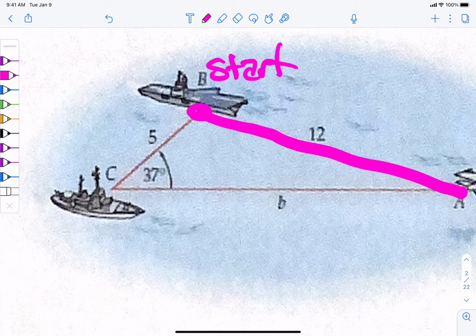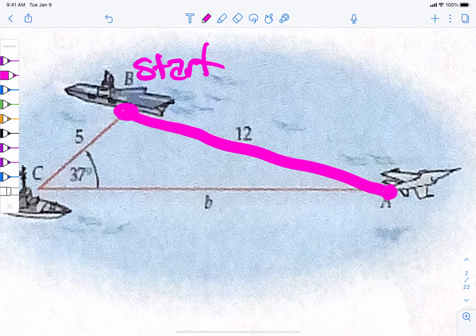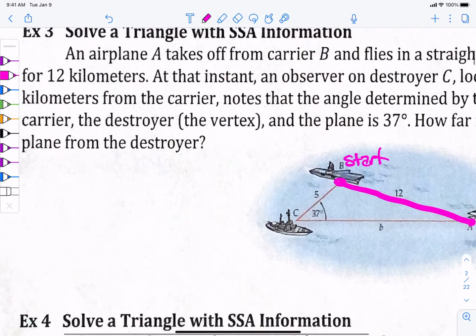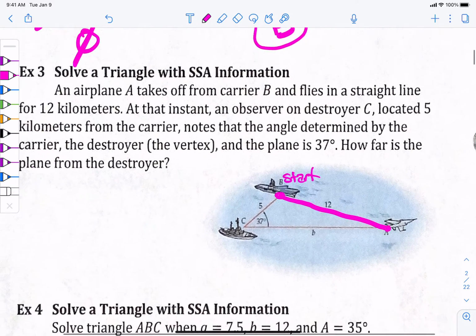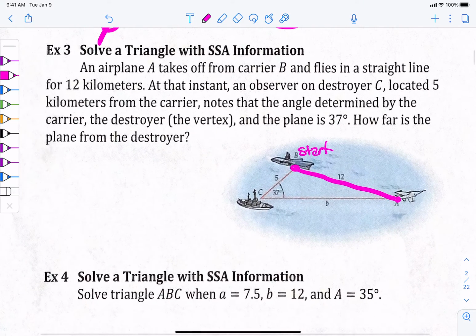I have no idea what's going on. So there he's starting, and then later he's 12 kilometers later. What's that movie called with Tom? Yeah, I know what you're talking about. Top Gun. The second movie is supposed to be coming out this year.